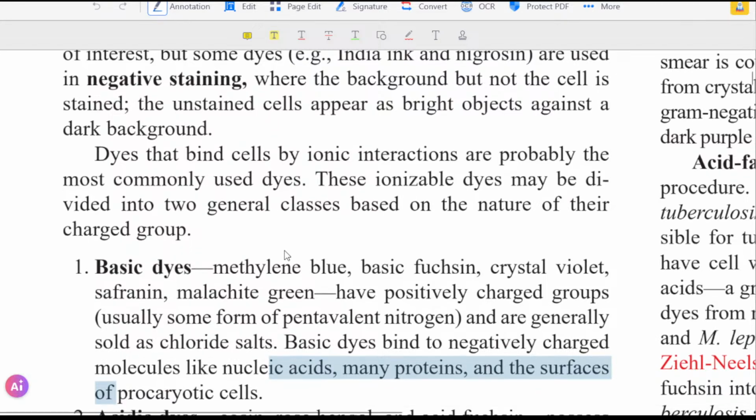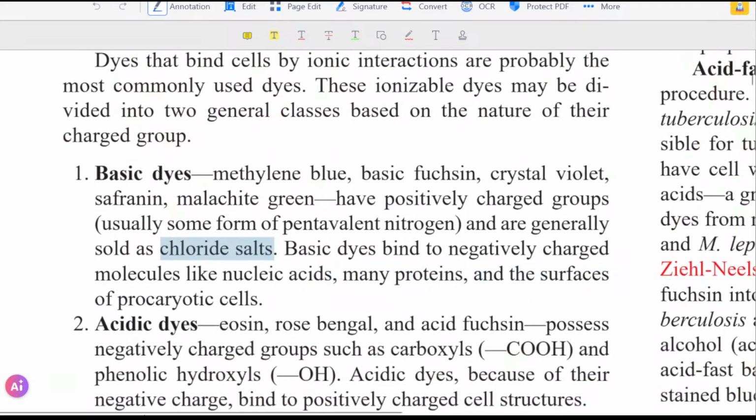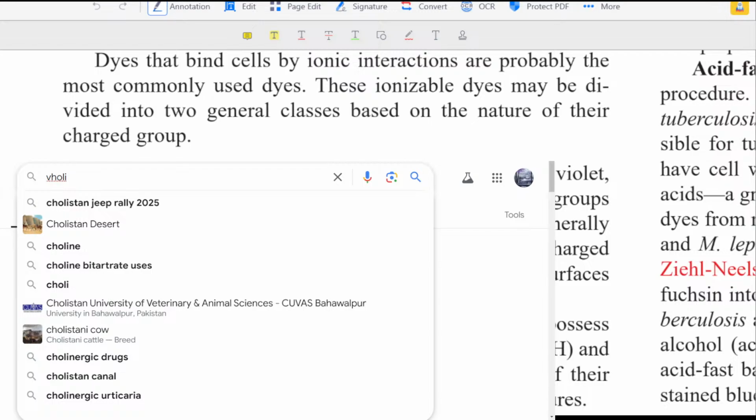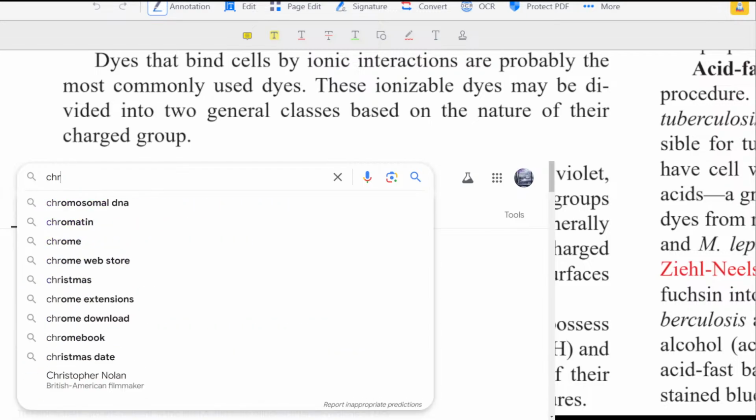All right. So what I wanted to search was the chloride salts. Definitely the chloride salts. I want to see what the chloride salts look like.